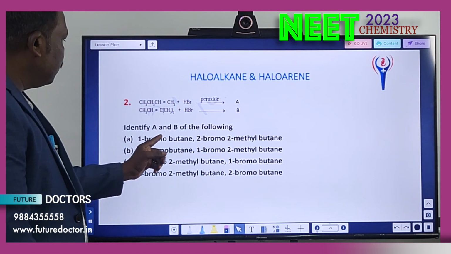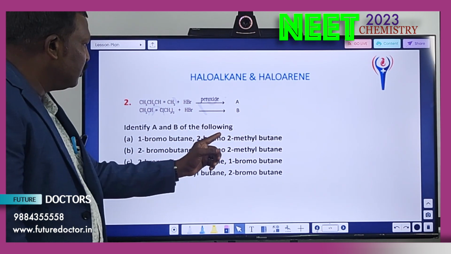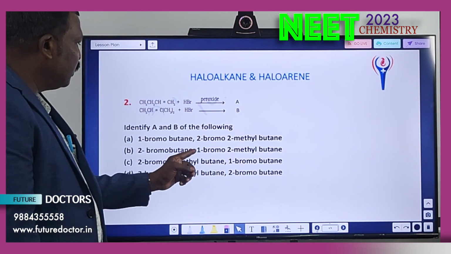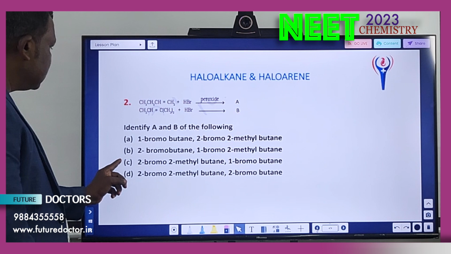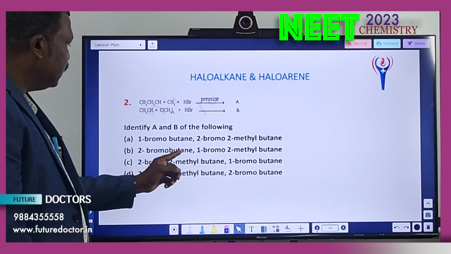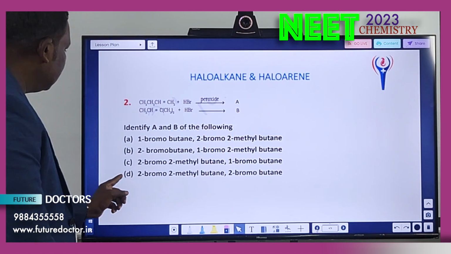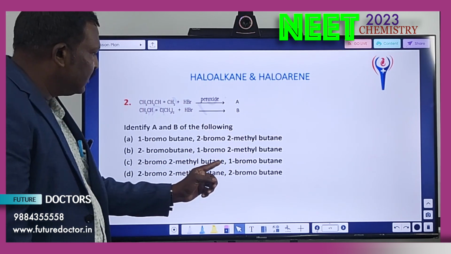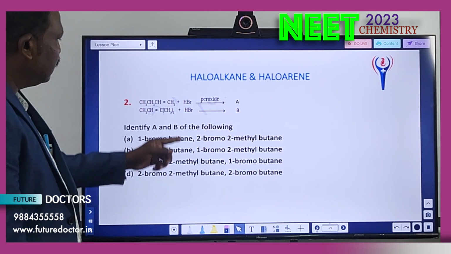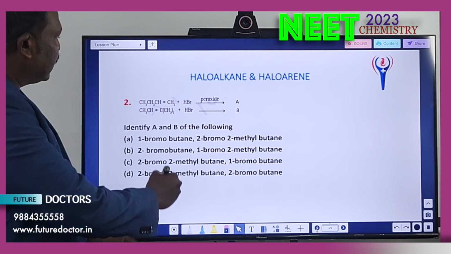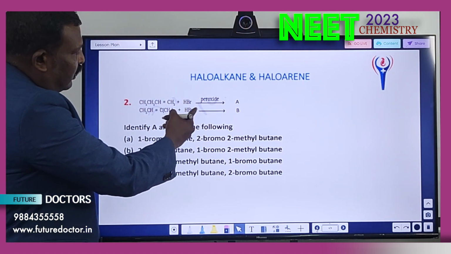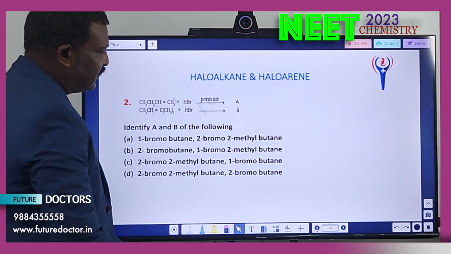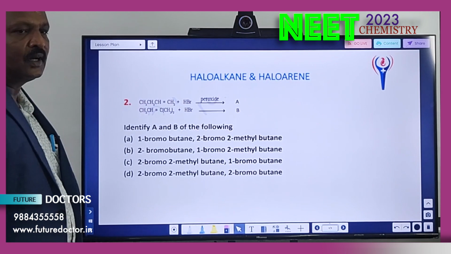Option A, 1-bromobutane, 2-bromo-2-methylbutane. Option B, 2-bromobutane, 1-bromo-2-methylbutane. Option C, 2-bromo-2-methylbutane, 1-bromobutane. Option D, 2-bromo-2-methylbutane, 2-bromobutane. So for getting the product, we have to follow the Markovnikov rule and the anti-Markovnikov rule. So if you know this, you will be able to get the answer. Understood? Next one, third one.